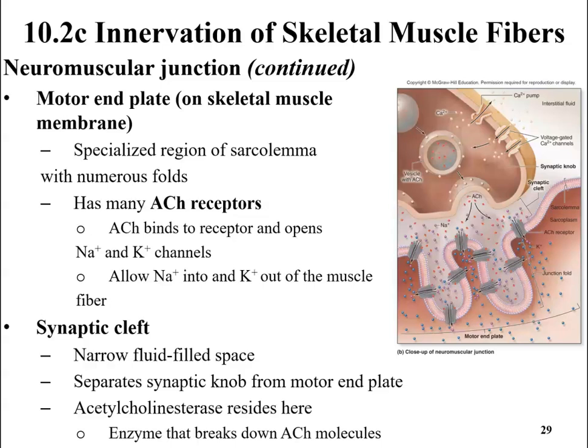The muscle cell itself. The synaptic cleft is that space between neuron and muscle cell. It's a fluid-filled space that separates the synaptic knob from the motor end plate. And there's an enzyme called acetylcholinesterase that lives there. That enzyme breaks down acetylcholine molecules so that you're not constantly having muscle contraction. You need some way to remove that acetylcholine from the acetylcholine receptors, and acetylcholinesterase does that and clears the synaptic cleft of acetylcholine.